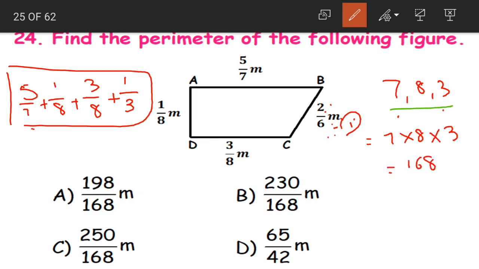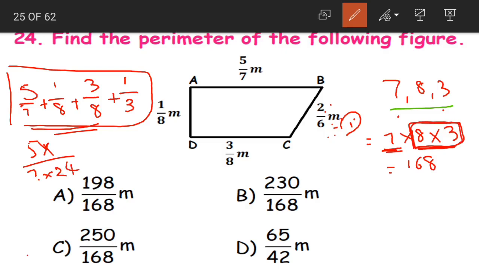Now coming to the conversion into like fractions, we have 5 by 7, right? 7 should be multiplied by what? See, 7 should be multiplied by 8 into 3. Are you able to see here? 8 into 3 is nothing but 24. So we multiply the numerator also by 24.